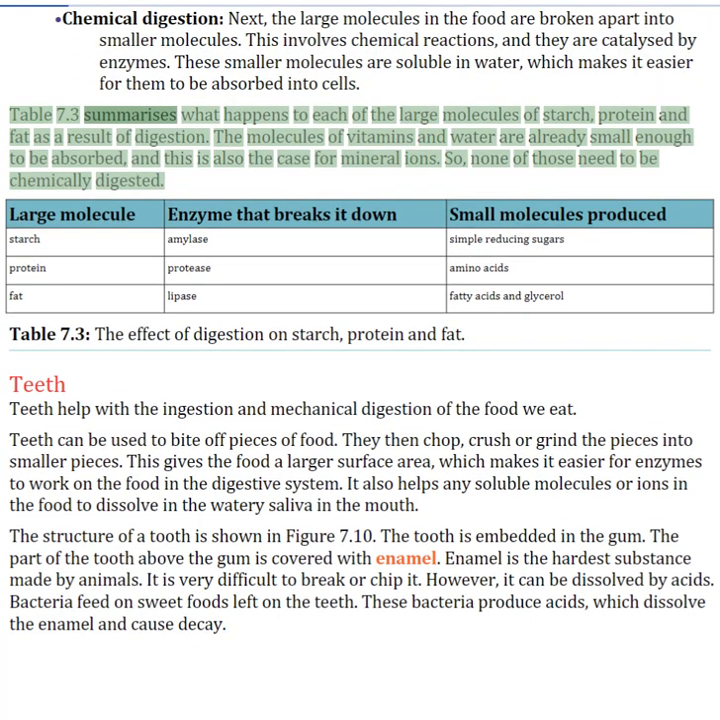Table 7.3 summarizes what happens to each of the large molecules of starch, protein and fat as a result of digestion. The molecules of vitamins and water are already small enough to be absorbed, and this is also the case for mineral ions. So, none of those need to be chemically digested.